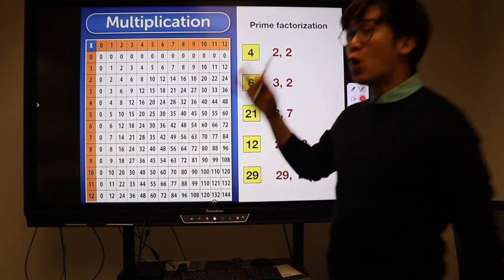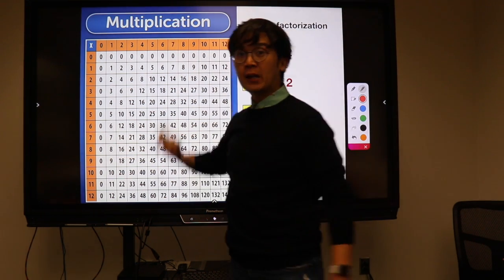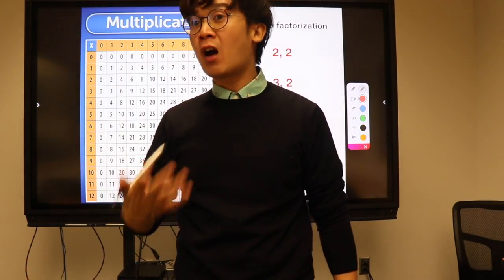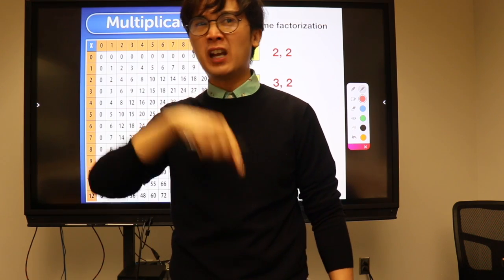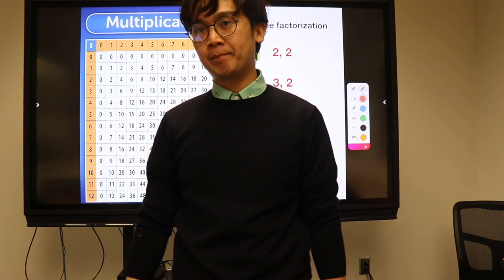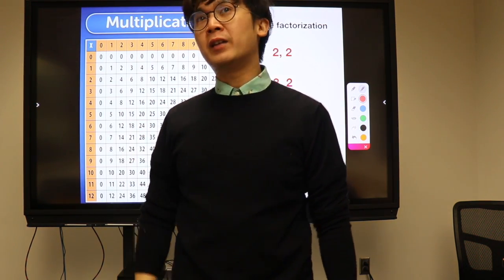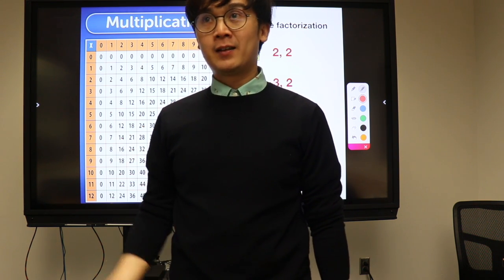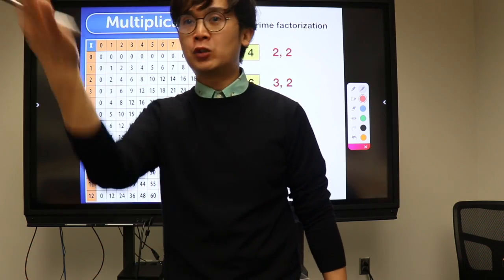So, knowing your multiplication table or mastering your multiplication table will give you the confidence to say, oh, 29 is a prime. No, it's just 29 and 1. 12, oh, it's 4 and 3, so it's 2, 2, 3. Breaking it down. 18, do this in your head.